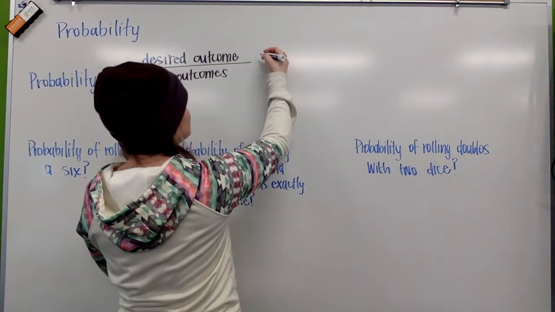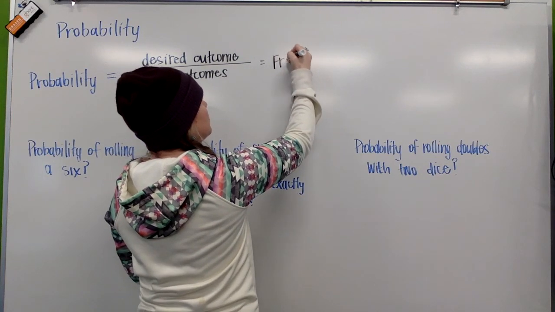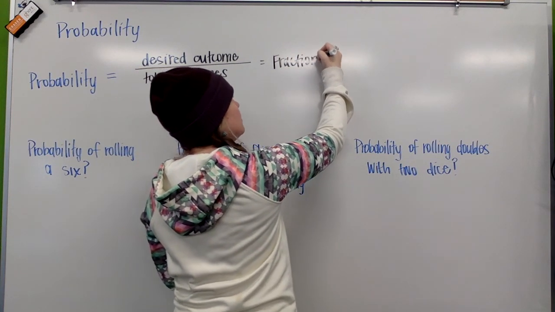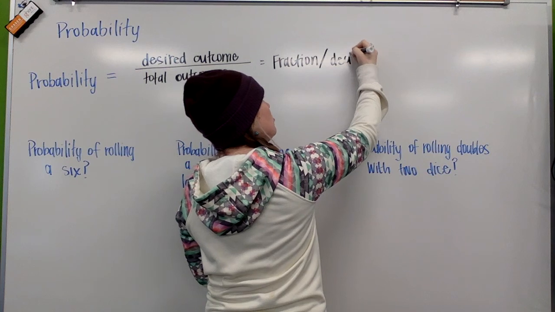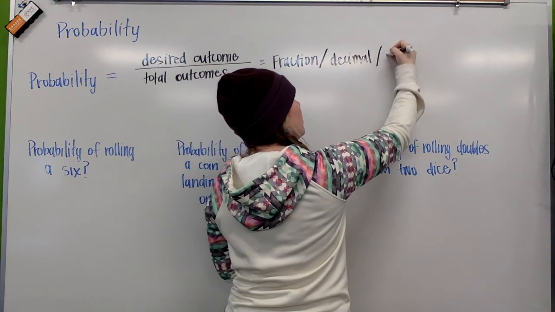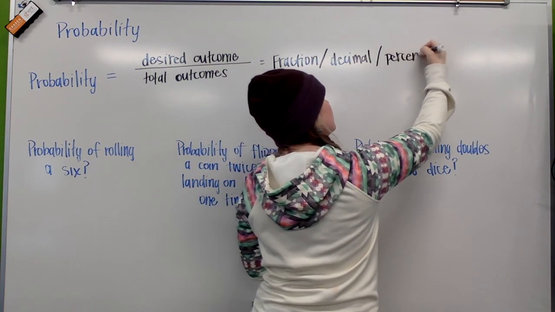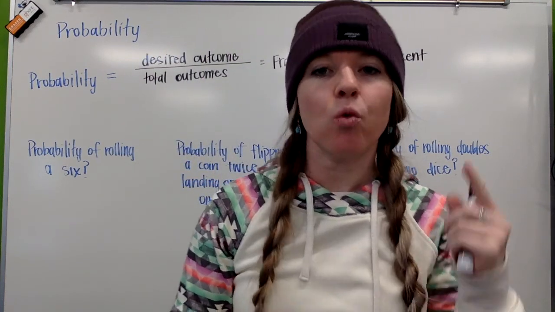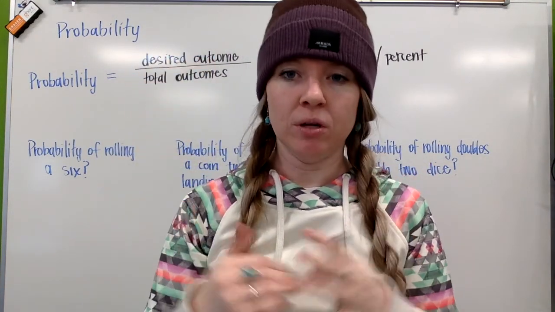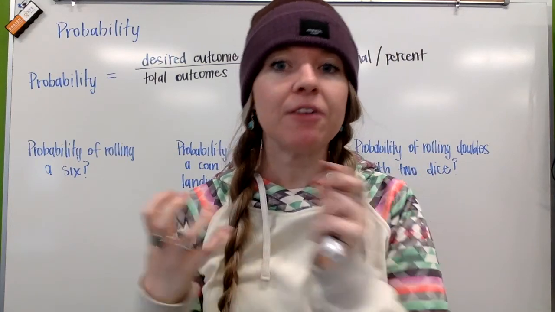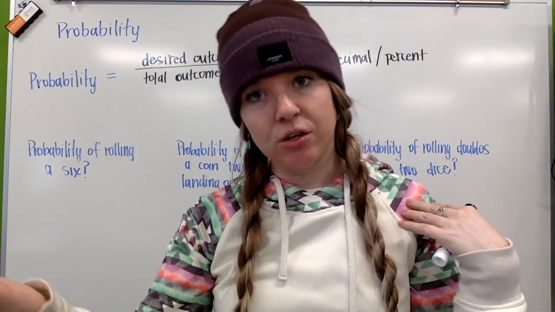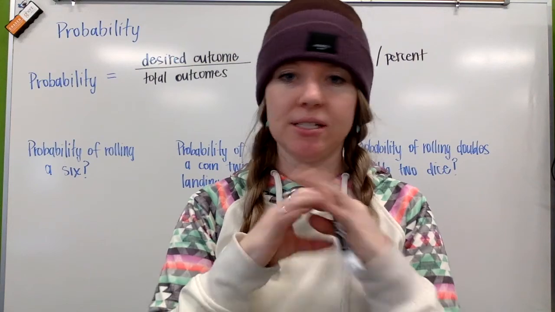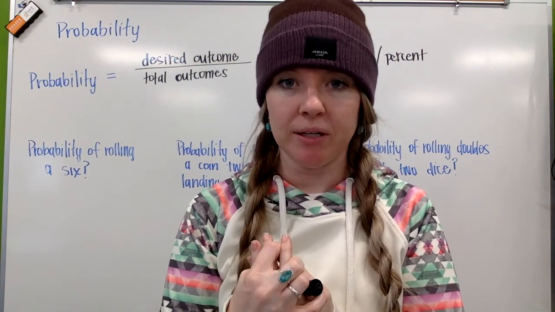Your answer can be written as a fraction or a decimal or a percent. So you can hear probability being said like, you got a 1 out of 2 chance, 1 over 2. 1 over 2 is the same as having a 50% chance. So you got percent, fractions, decimals. They all represent that probability.